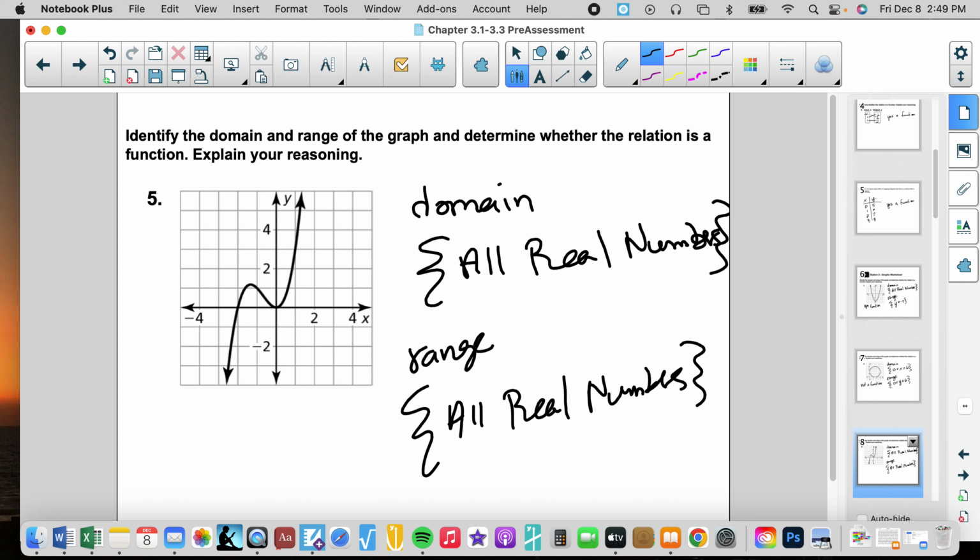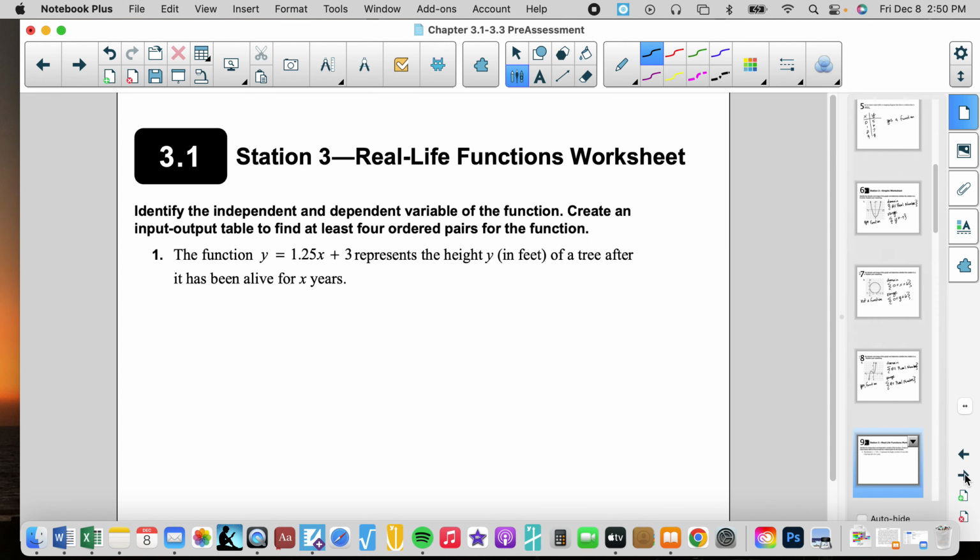And is it a function? Yes, it is a function. There are no double points. Yes, it is a function. Okay. 3-1 station 3. Identify the independent and dependent variable of the function. So independent is going to be the x.